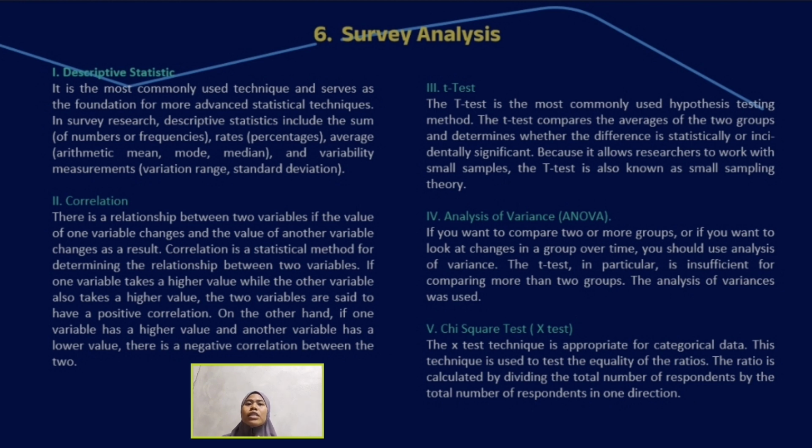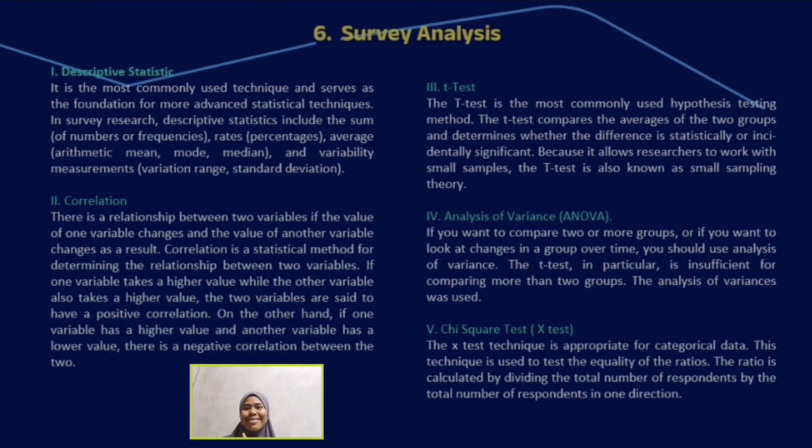5. Chi-square test. The chi-square test technique is appropriate for categorical data. This technique is used to test the equality of the ratios. The ratio is calculated by dividing the total number of respondents by the total number of respondents in one direction.